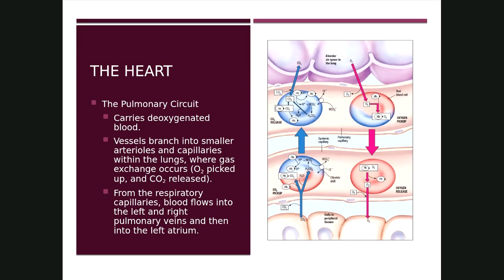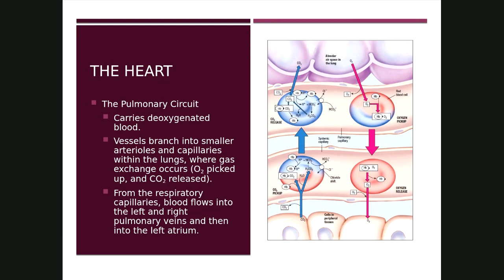Once in the pulmonary circuit, it carries deoxygenated blood. Vessels branch into smaller arterioles and capillaries within the lungs where gas exchange occurs. O2, or oxygen, is picked up, and CO2, or carbon dioxide, is released. From the respiratory capillaries, blood flows into the right and left pulmonary veins and then into the left atrium.